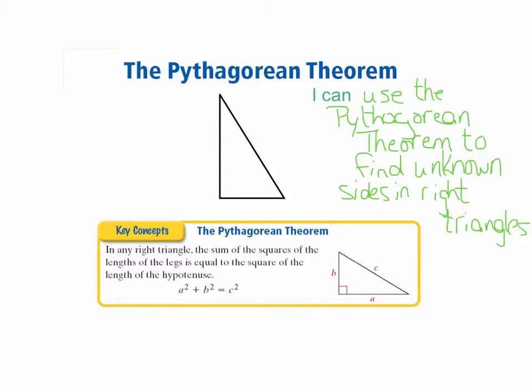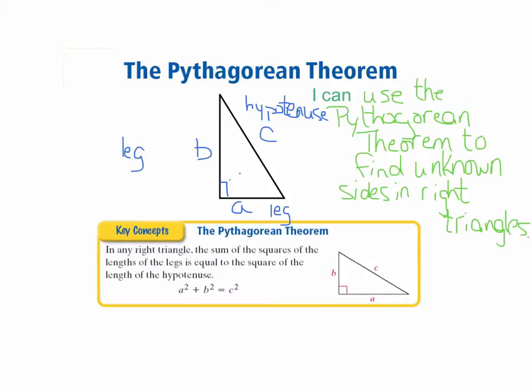Okay, now let's review what we talked about in class today. A right triangle is a triangle with a right angle. The two sides that make up the right angle are called the legs. They are usually labeled with a lowercase a and a lowercase b. And then the hypotenuse, which is across from the right angle, is called C. So we've got leg, leg, and then the longest side, which is across from the right angle, is the hypotenuse.